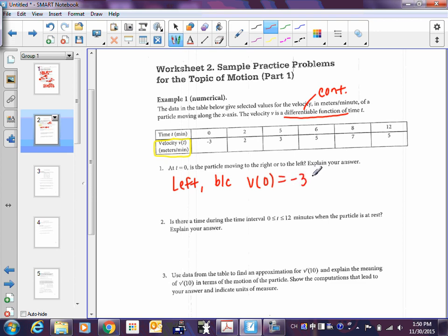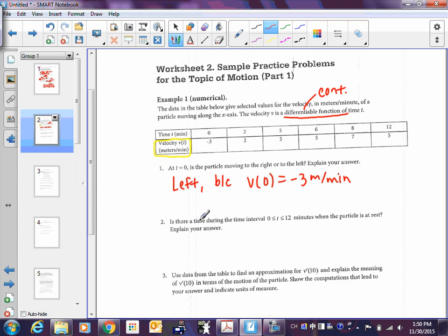And I'm going to go ahead and put the units here since they give them to us. Meters per minute. You could say this in words. The velocity is negative. You would just have to say at t equals 0. I've implied all that right here. So if you're wondering what's the least amount I can write, you can't write any less than this.